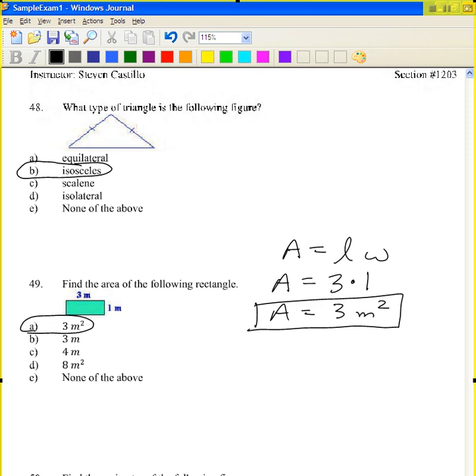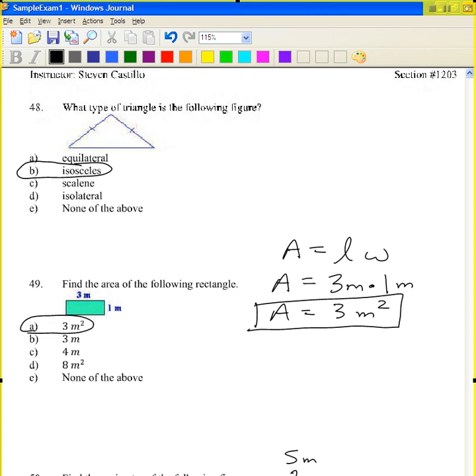50. Find the perimeter. Well, to find the perimeter, you just add. Maybe I should have written meters here, just so you can see why it's square meters, because m times m is m squared. So find the perimeter. Well, 5 meters plus 2 meters plus 3 meters is 10 meters. So A.